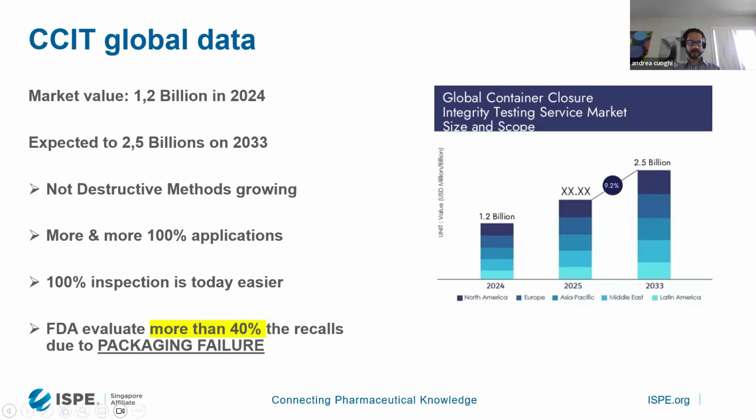It is important to remember that the FDA estimates that more than 40% of product recalls are due to packaging failure. So almost half of the problems on the market could be due to packaging failure. And from here we understand how important it is, and how we should really implement this kind of control in our facilities.